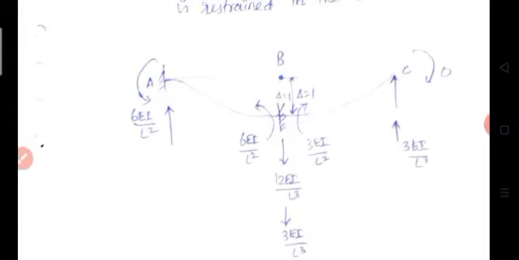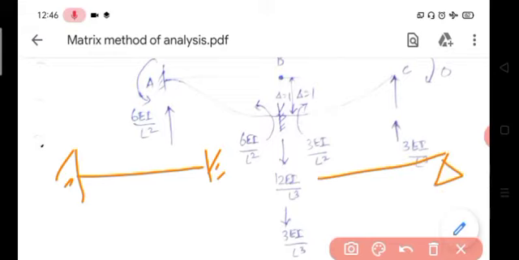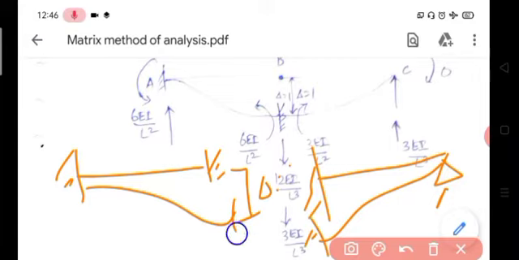Now, split the structure into two parts, the first one is AB part, the second one is BC part. Allow displacement delta is equal to 1 on both the parts. After allowing unit displacement in the transverse y direction, now measure the force induced in the structure. The force induced in a structure may be axial force, shear force and moment.